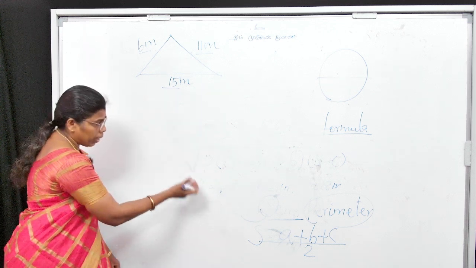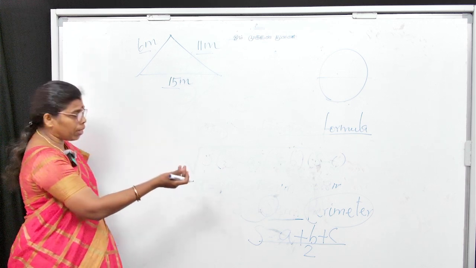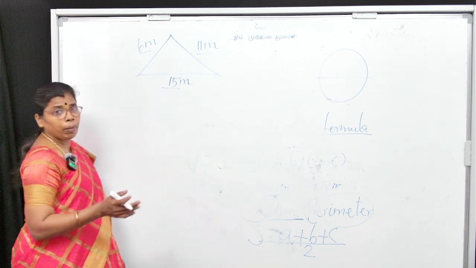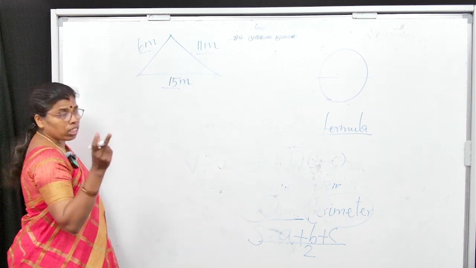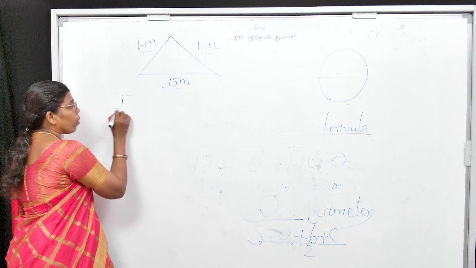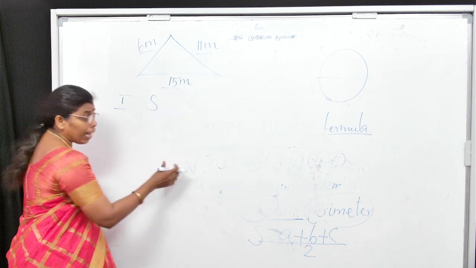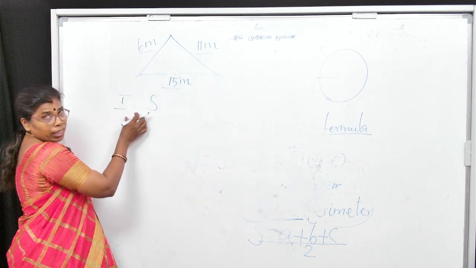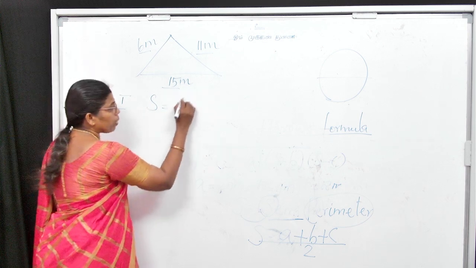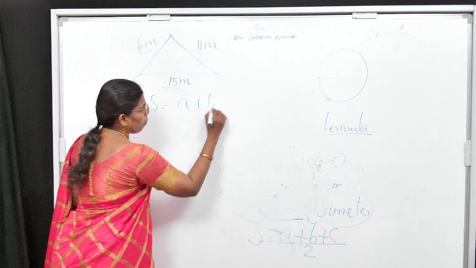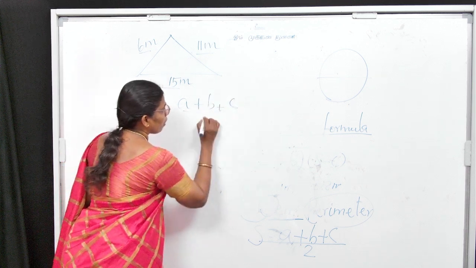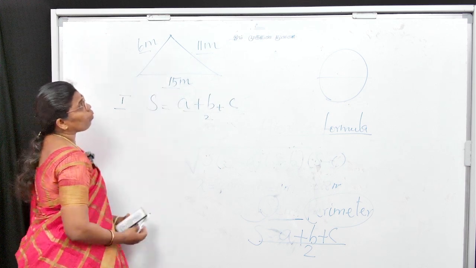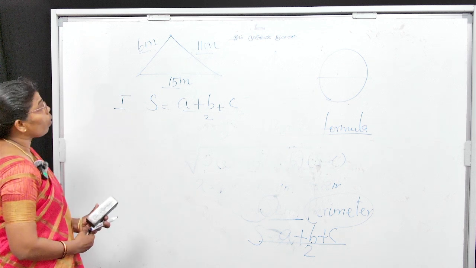Heron's formula is the square root of S into S minus A into S minus B into S minus C, and S is the semi-perimeter. So it has two steps. Step 1, we have to find S. Directly I cannot apply Heron's formula. First I should find S. This S is A plus B plus C divided by 2. What is A? 15 meter. What is B? 11 meter. And what is C?